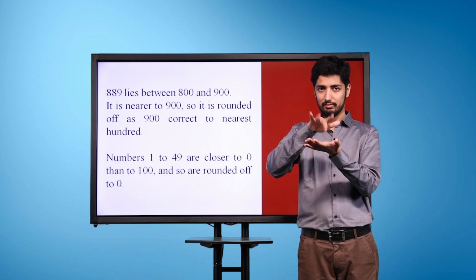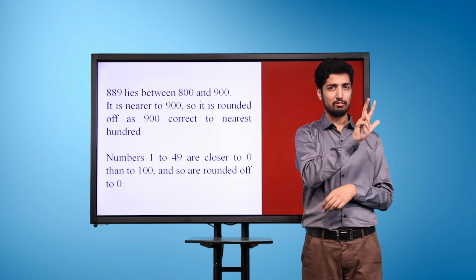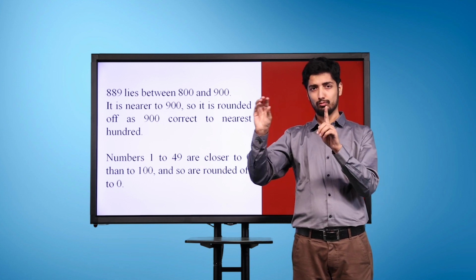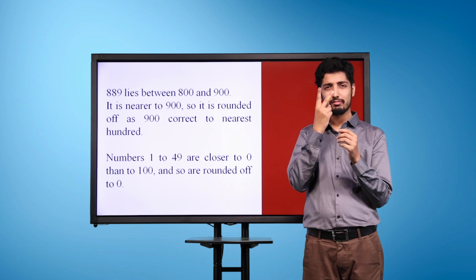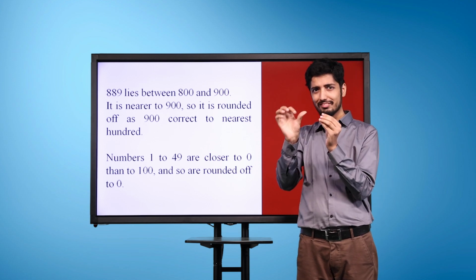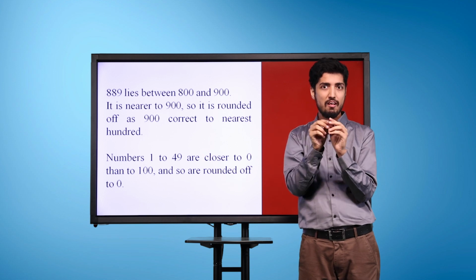889 lies between 800 and 900. It is nearer to 900, so it is rounded off as 900, correct to nearest hundred.